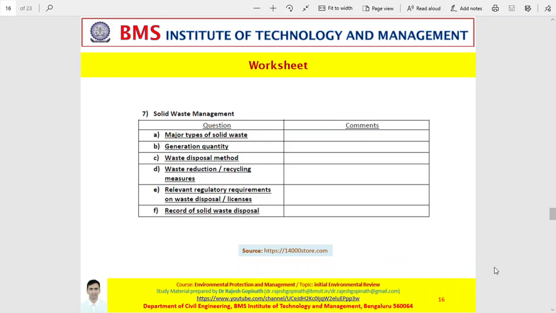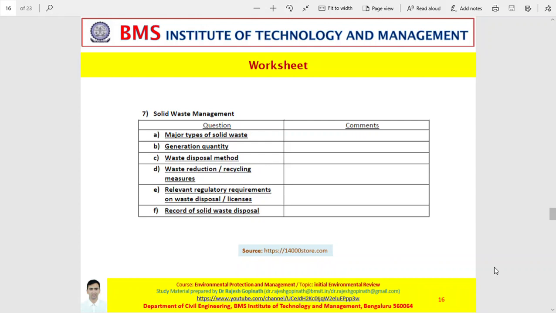So basically, what is the information that we need to collect? Majorly, what are the different types of solid waste which is being generated in the premises? In what quantity are these solid wastes being generated? How are we going about disposing the waste? What is the methodology that is being practiced? Now, most importantly, we need to collect the list of waste collectors, if it's an on-site disposal. Also, what are the various waste reduction and recycling measures?